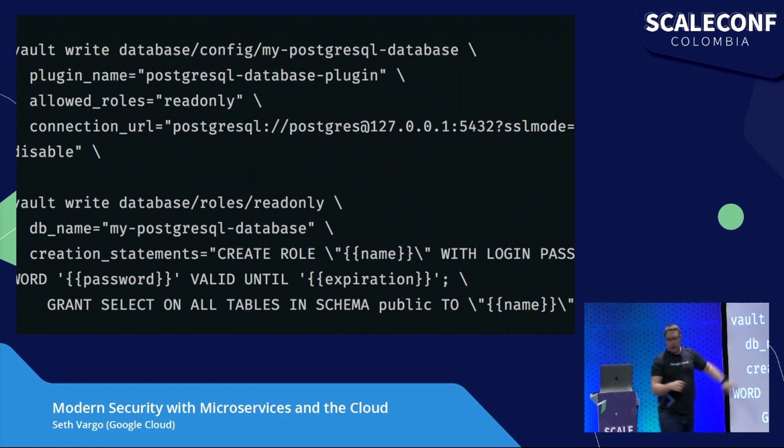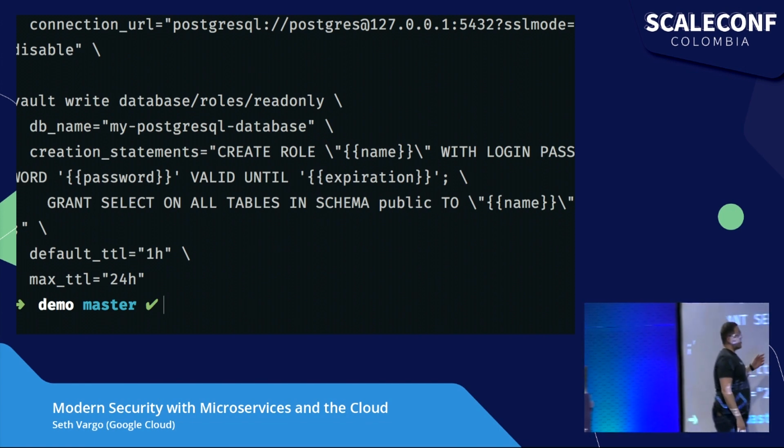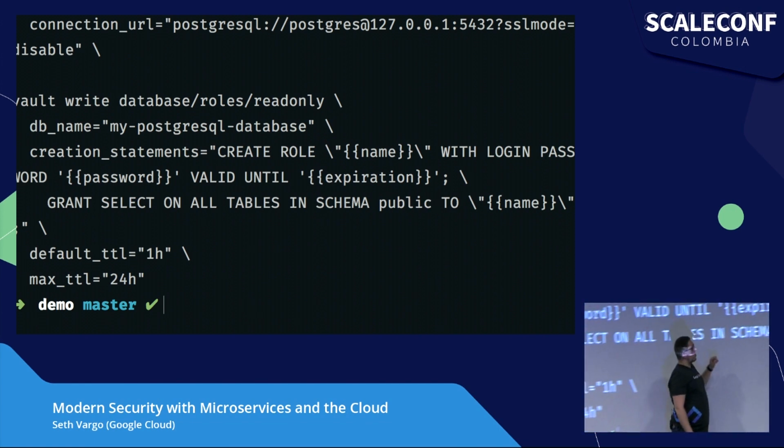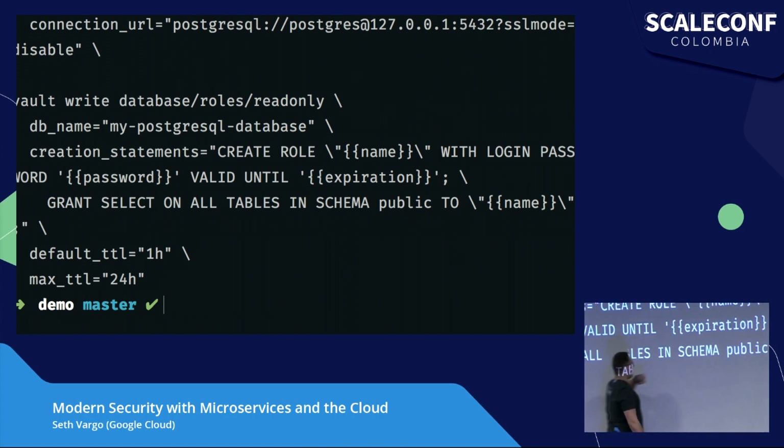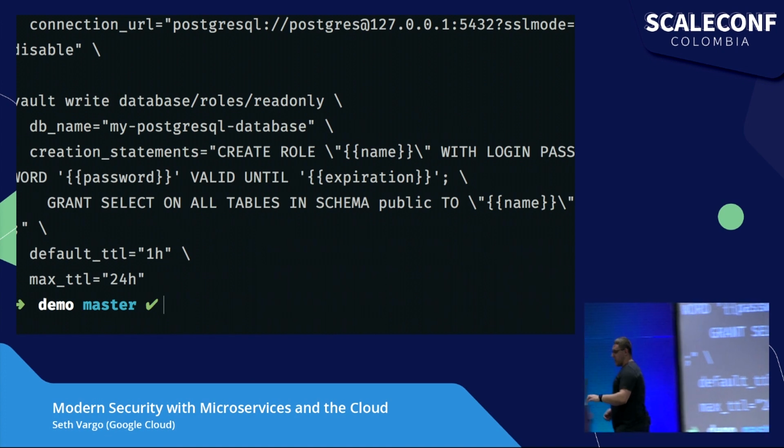And then I'm telling Vault to create a role. A role is like a mapping between a name. So this role is called read-only. And this is the SQL that Vault is going to fill in. Whenever Vault runs, it's going to run this SQL against Postgres, and it'll fill in the name, expiration, and password automatically. And it'll generate those on the fly.